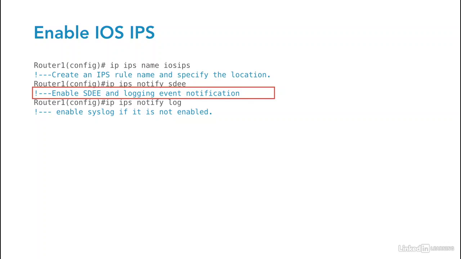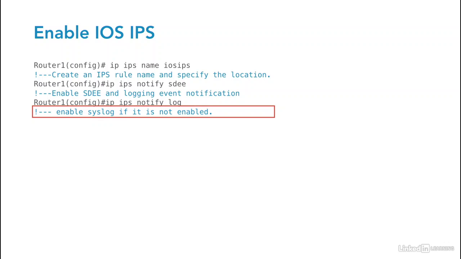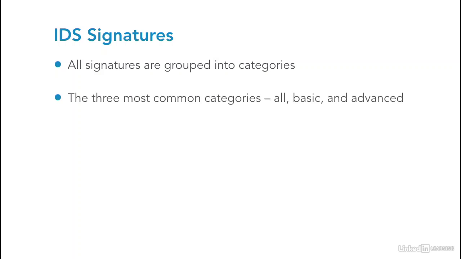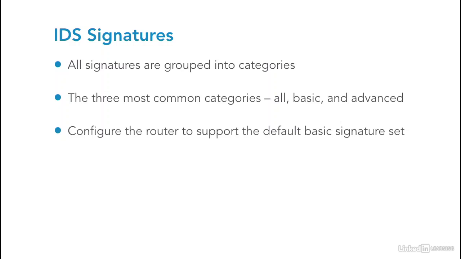Enable SDEE and logging event notification, and enable syslog if it's not already enabled. All signatures are grouped into categories. This helps classify signatures for easy grouping and tuning. The three most common categories are All, Basic, and Advanced. You'll configure the router to support the default Basic signature set.